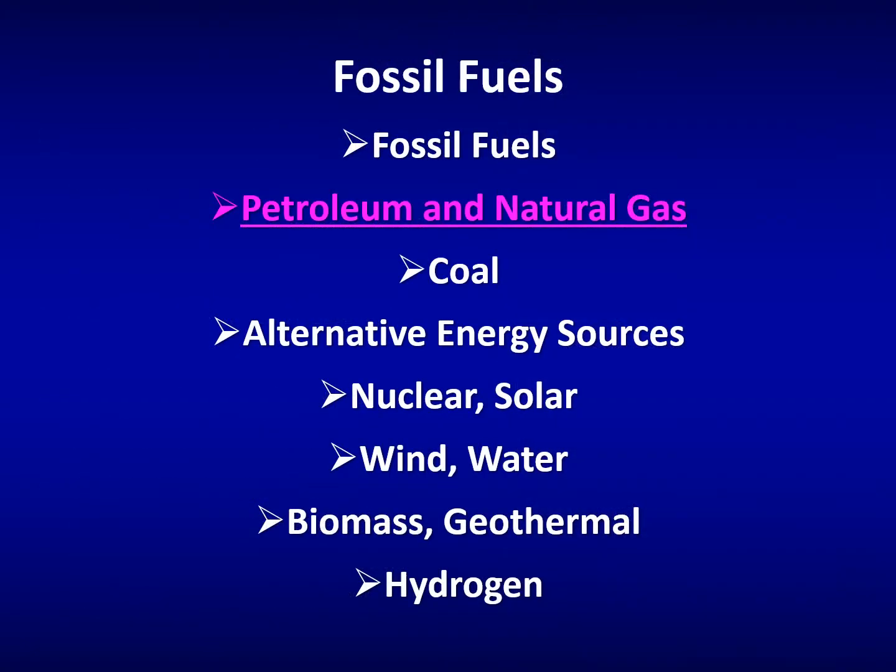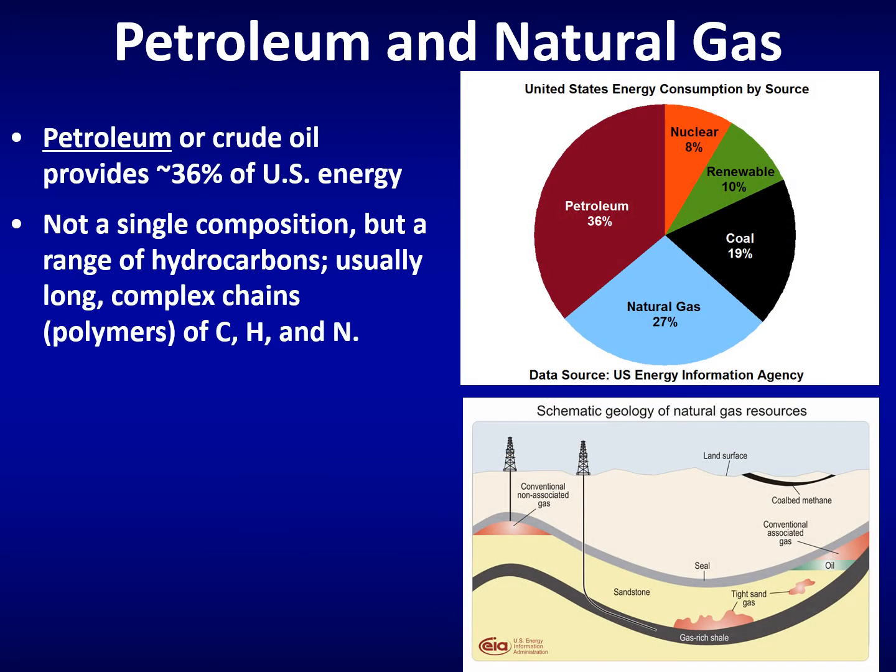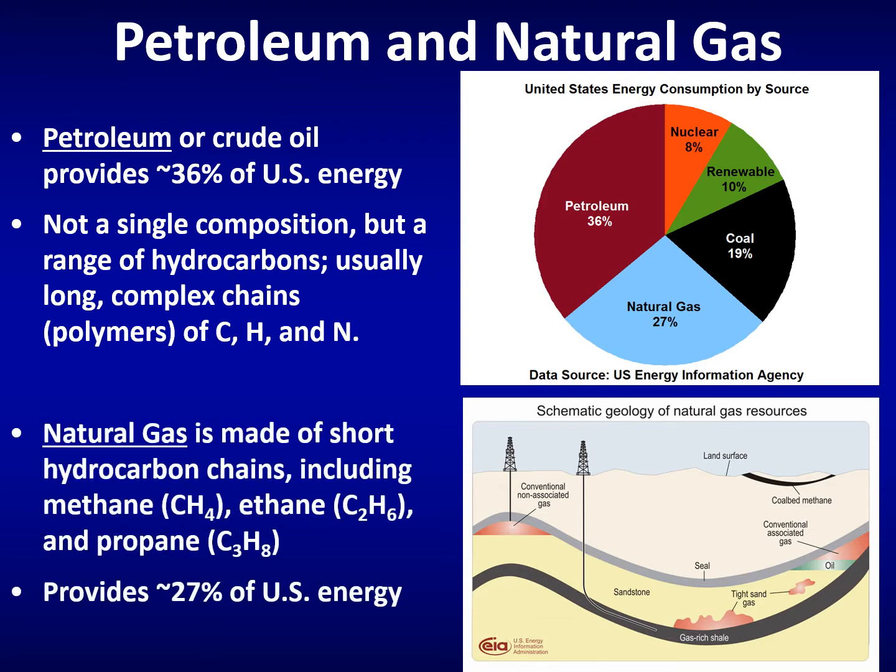Let's get into the specifics of petroleum and natural gas. Petroleum, or crude oil, provides about 36% of the U.S. energy supply. It's not a single composition, but usually has a range of hydrocarbons that are in long, complex chains that can be filtered out and used for different purposes, such as not only gas and oil, but plastics as well. Natural gas is made of short hydrocarbon chains, and it is often found with petroleum deposits.